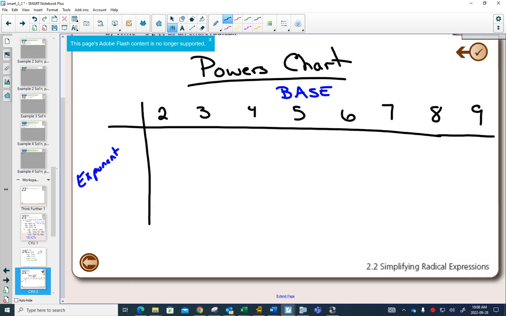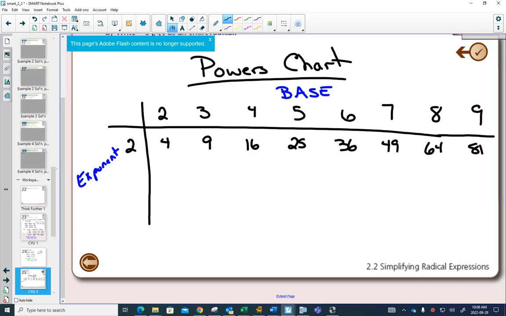Everybody's okay with 2 to the 1 is 2, 3 to the 1 is 3, 5 to the 1 is 5. So we're going to start with squaring. Are you okay that 2 squared is 4? 3 squared is 9, 4 squared is 16, 5 squared is 25, 6 squared is 36, 7 squared is 49, 8 squared is 64, and 9 squared is 81. These are very, very important numbers for simplifying square roots.